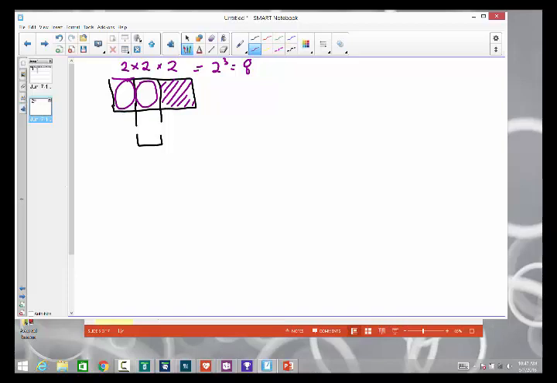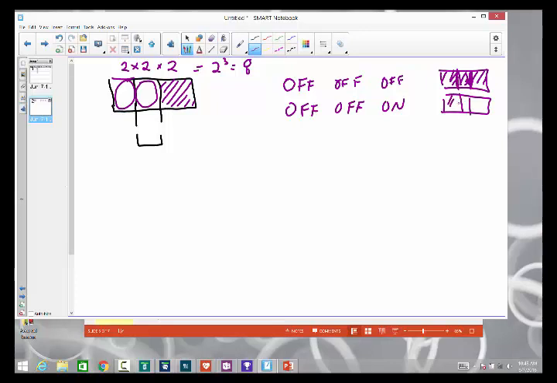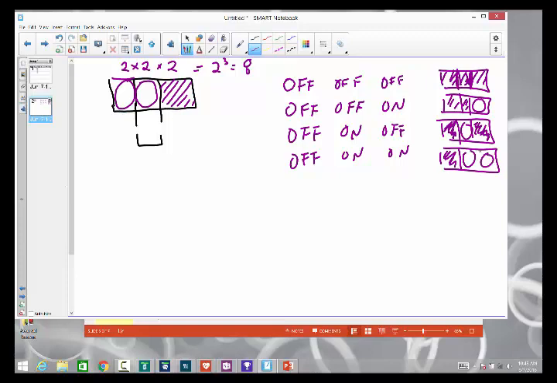So what combinations did you get? It's possible that all of them could be off. Off, off, off. That would look something like this, where they were all filled in. That's one possible combination of boxes. Another one might be off, off, and then on, where the two boxes on the left are off, but the one on the right is on. What else? Off, on, off. In this case, our box in the middle is on, and the ones on the right and left are off. Or we can have off, on, and on: turn the one on the left off, and the other two are on. Well, that's 4 of our 8.